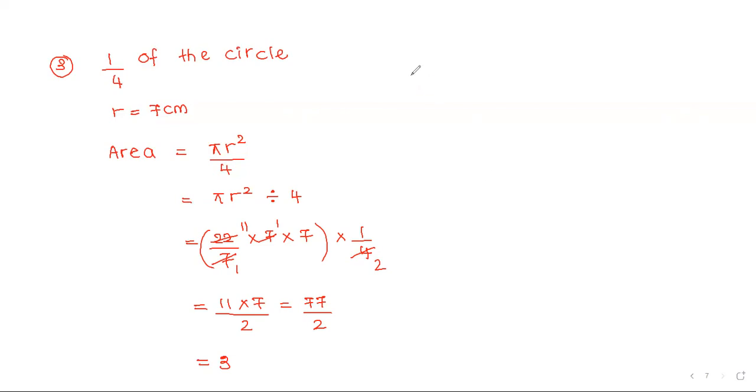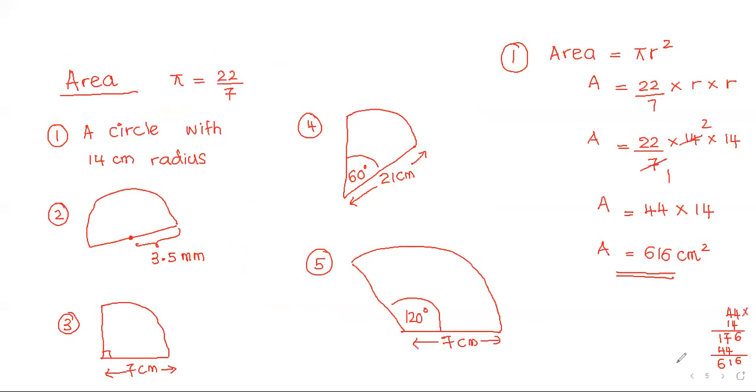If you need, you can do the calculation here. 77 you divide by 2. So then it gives me 38.5 and then it is done. So you can write 38.5 centimeter square. That is the area of this quarter circle which they have given. So then we will move to question number 4.